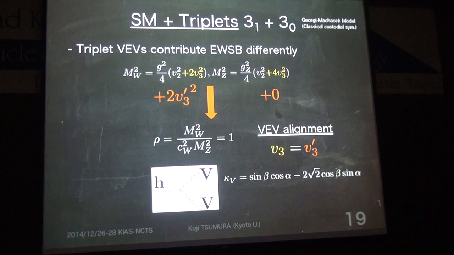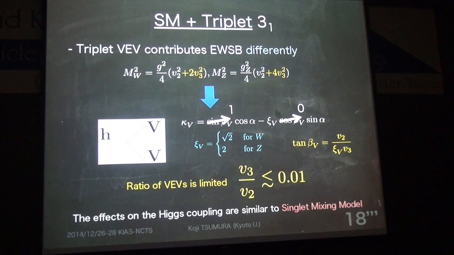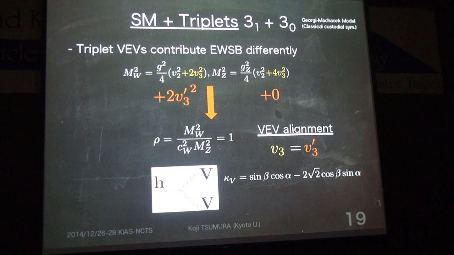Okay, but we have some exception to avoid this rho parameter constraint. If we add one more triplet in that original type 2 Higgs triplet model, so-called type 2 seesaw model, it's only one triplet with hypercharge 1, but if we put one more triplet with hypercharge 0, we can align the rho parameter to be unity, V3 equal V-chi prime. Actually, this can be realized by assuming the custodial symmetry in this theory.